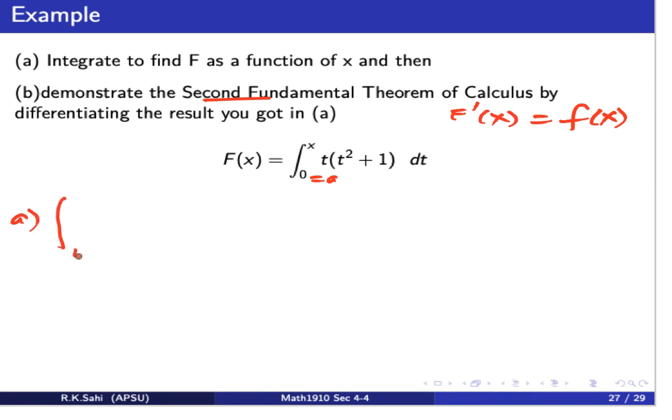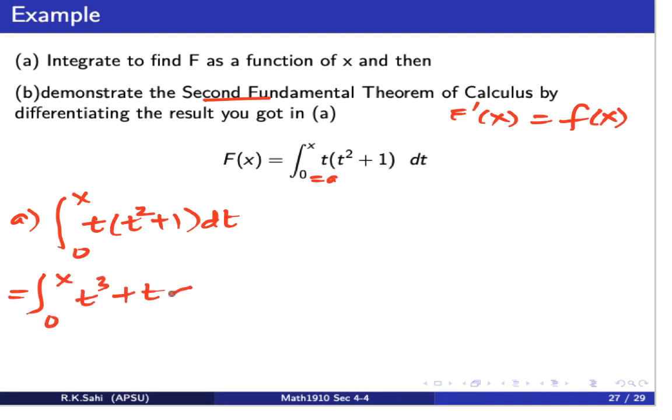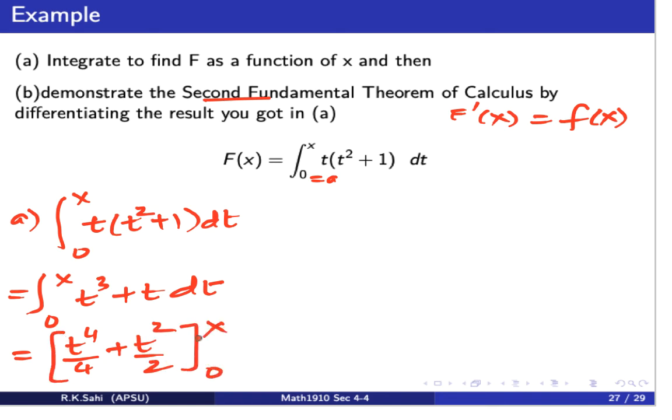Okay, so let's look at this. The integral from 0 to x of t squared plus 1 dt. Before I apply the first fundamental theorem, I'm just going to make my life simpler and write this as the integral from 0 to x of t cubed plus t dt. Then do the indefinite integral inside and then apply the first fundamental theorem. So this is going to be t to the 4 over 4 plus t squared over 2, going from 0 to x.